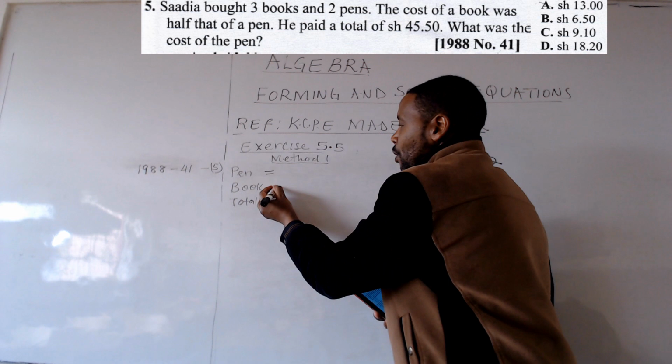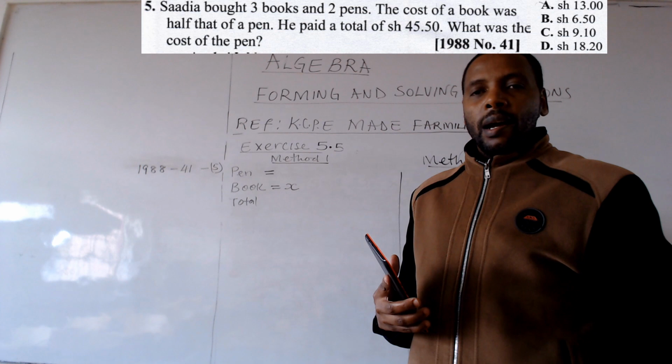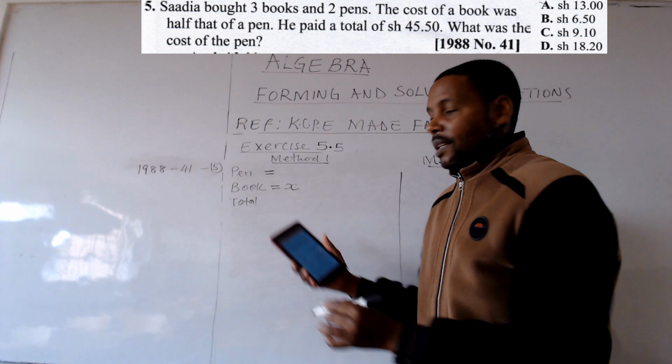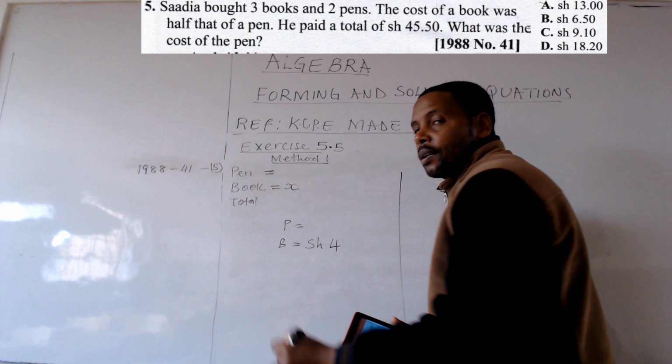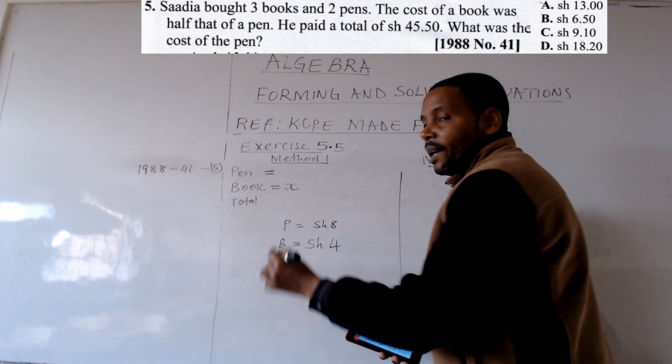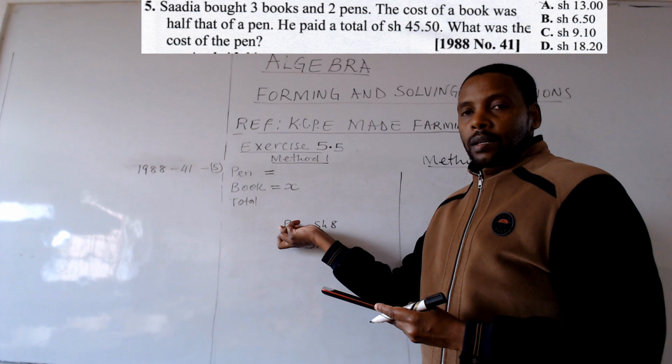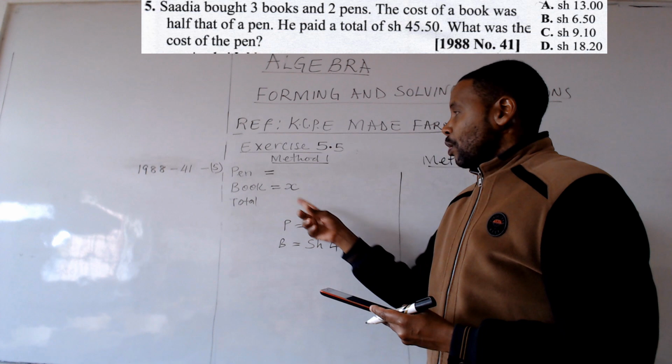So if I let the book to be X in the first method, and it is costing half the value of a pen, just before I tell you what the pen will cost, let's assume that X is a value like 4 shillings. Let's assume the book was costing 4 shillings. And then I tell you this is the cost of the book, and this is half of what the pen is costing. So the pen must be costing twice this. So the pen must be costing 8 shillings, because the book was half the value of the pen, and 4 is half the value of 8. So in this case, to get the value of the pen, we multiply by 2 to get 2x.